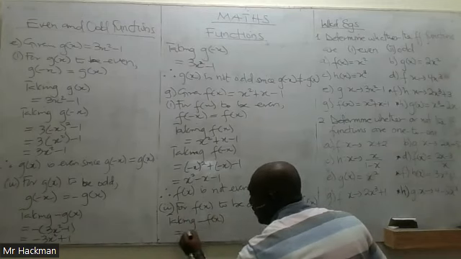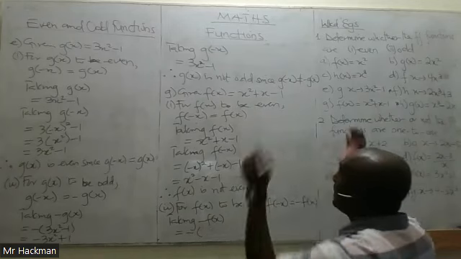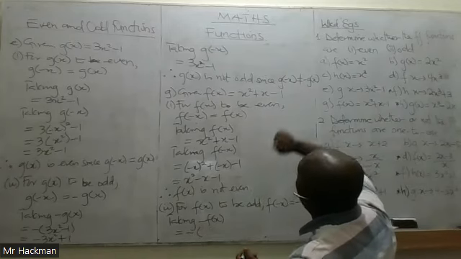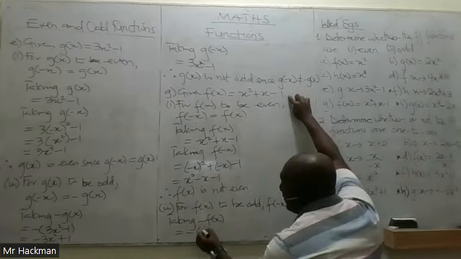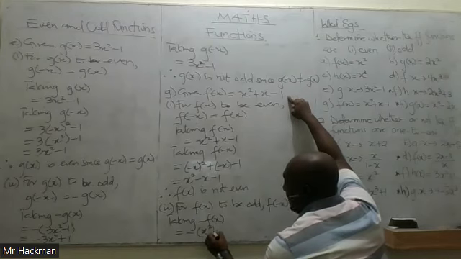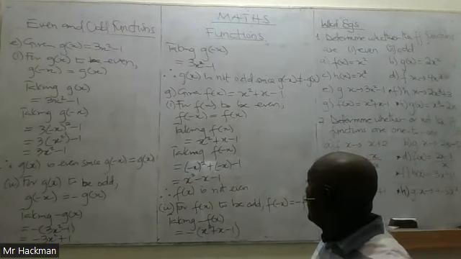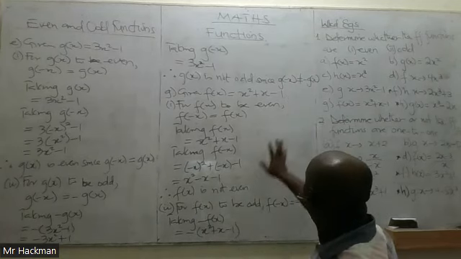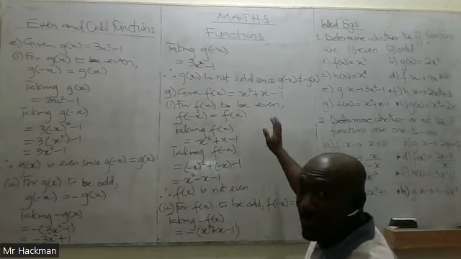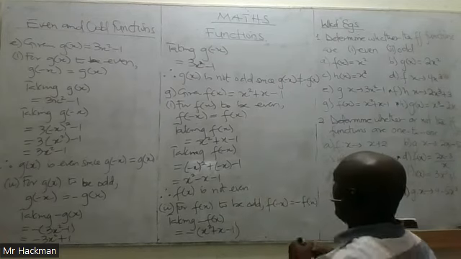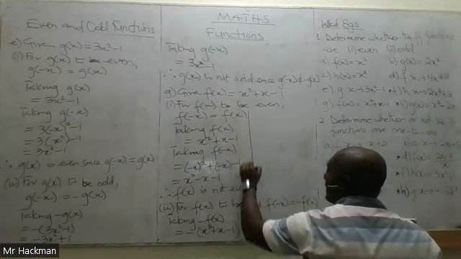This will be equal to minus, what is my f of x? I put it in brackets. And my f of x is this. So it will be x squared plus x minus 1. Then you close your bracket. Let me continue here.